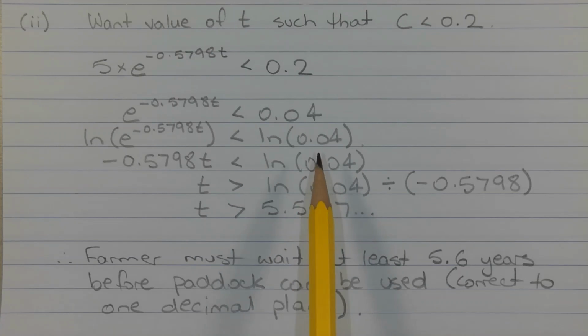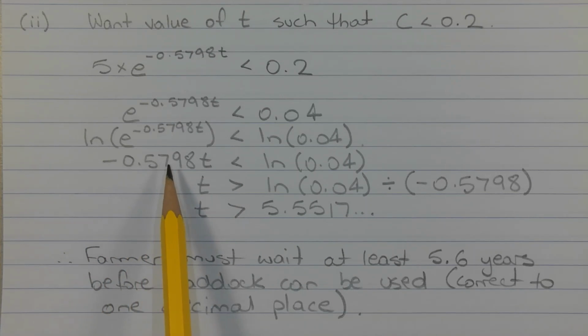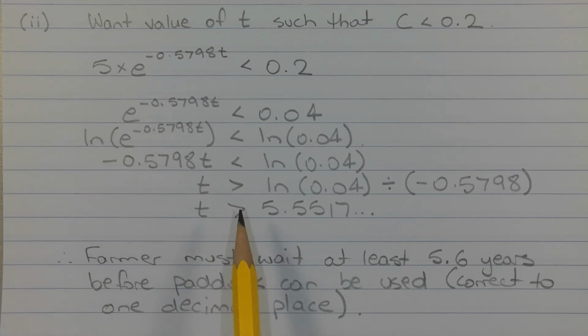Dividing the right-hand side by negative 0.5798 to isolate the t, we also have to flip the inequality symbol because we're dividing by a negative number. We get t is greater than ln of 0.04 divided by negative 0.5798. And evaluating the right-hand side of the inequality, we get t is greater than 5.5517 and so on. Interpreting this result, the farmer must wait at least 5.6 years before the paddock can be used, correct to 1 decimal place.